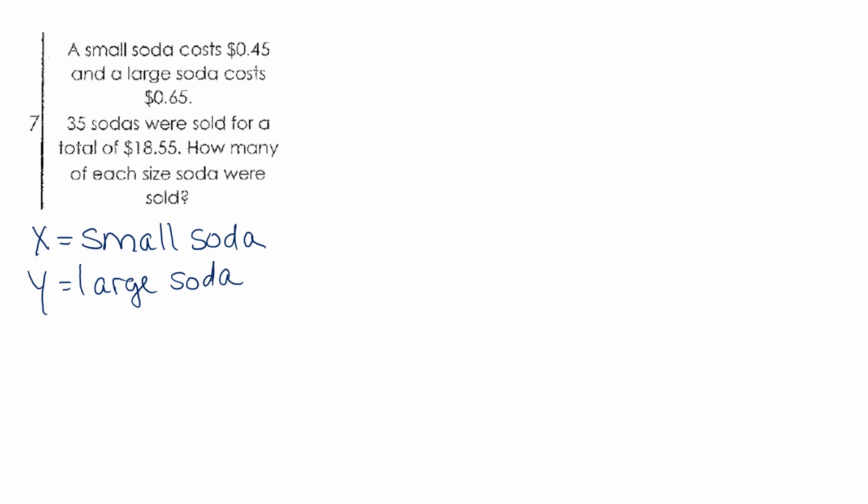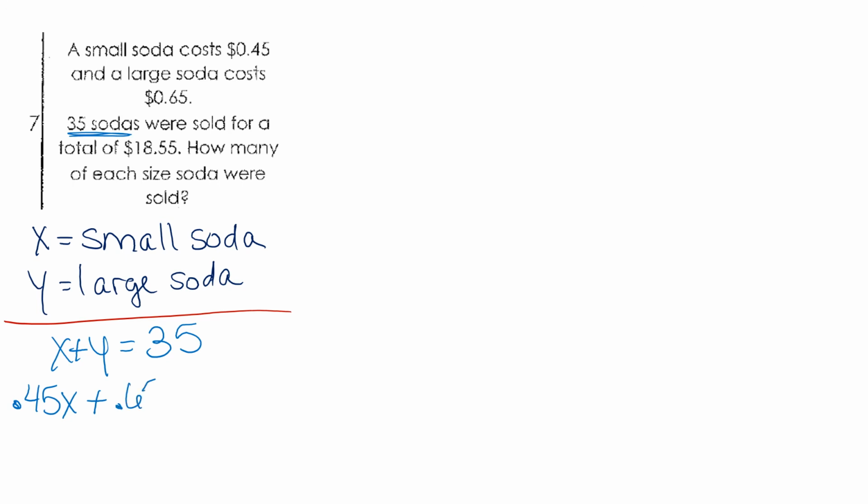Set up your system of equations. So when you read that first one, you've got small sodas and large sodas should equal up to be a total of 35 sodas. So x plus y equals 35 total sodas. And then you need to use your money to add up and equal your total amount of money. So that would be, small sodas are 45 cents, so 0.45x plus 65 cents on the large one, so 0.65y equals the total amount of money, which is $18.55.